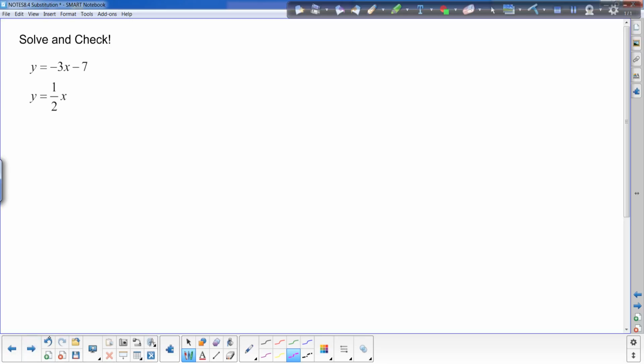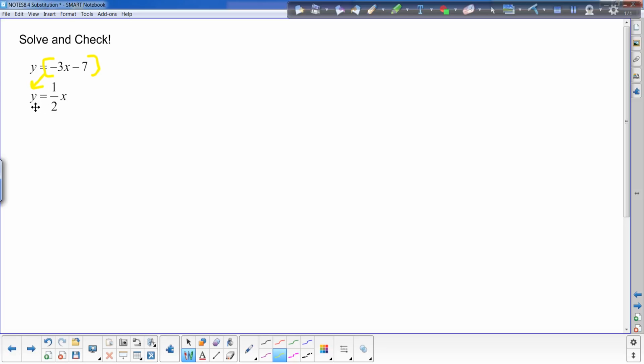Alright, y equals negative 3x minus 7, y equals half x. Remember, our goal has always been to get an x equals or a y equals. Always try to get a variable all by itself. In this case, I already have a variable all by itself. It's right here. So this whole thing can go into the other y. Well, where's the other y? It's right here.